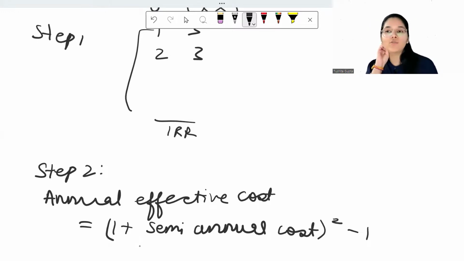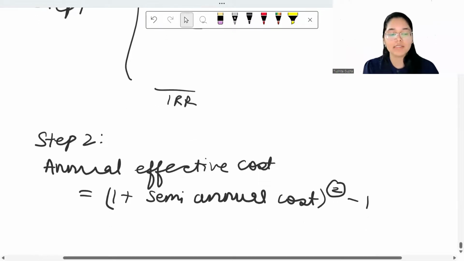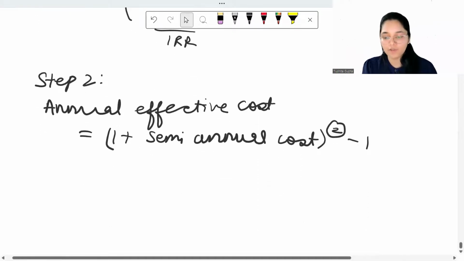Now, if at all it's quarterly, then you will raise it to the power of 4. If at all it is monthly, you will raise it to the power of 12. So the number of times the interest is being paid is what you will raise the power to. Over here, there are 2 interest payments in 1 year, so I've raised it to the power of 2. So this is how you calculate the annual effective cost.